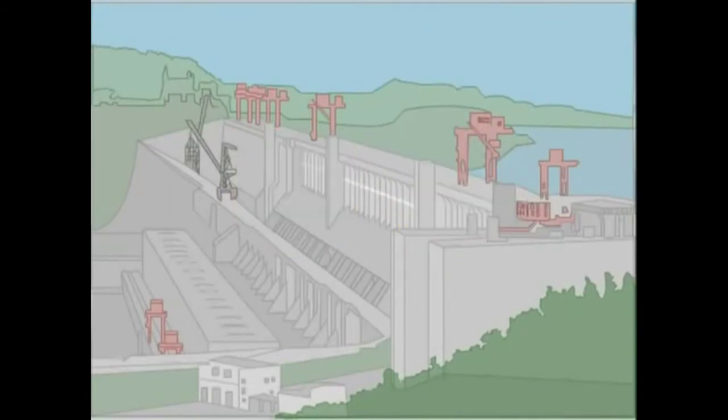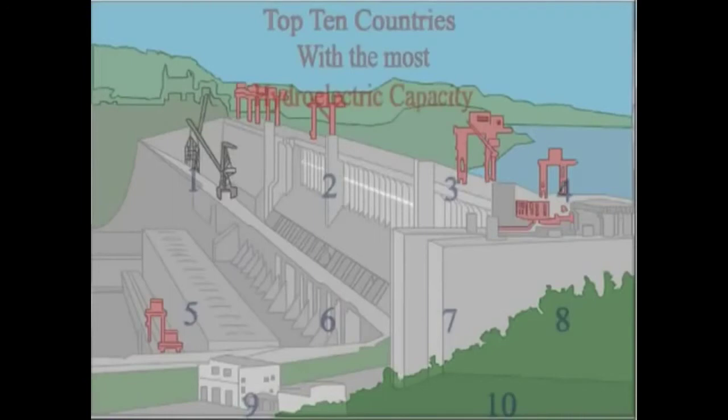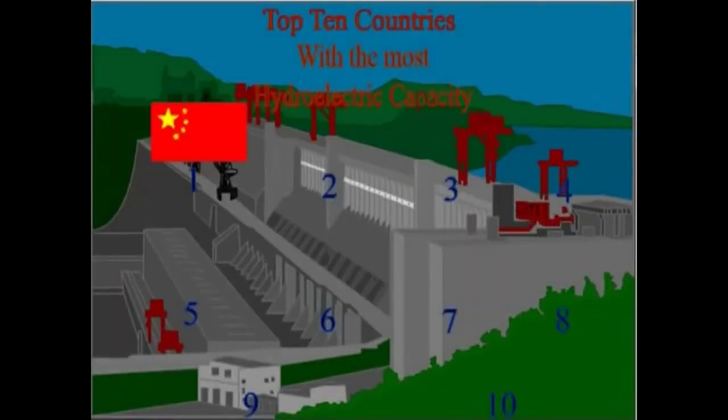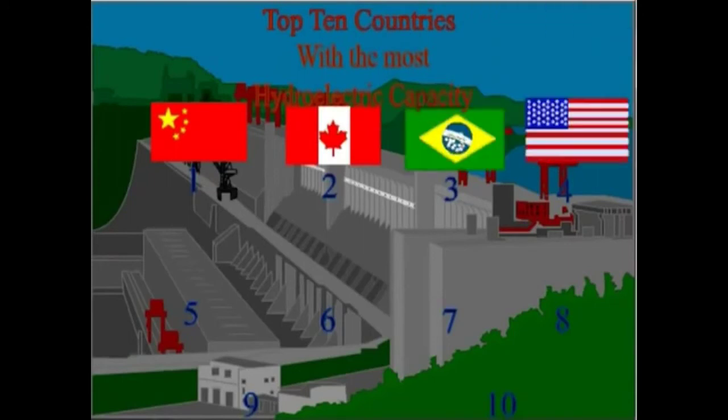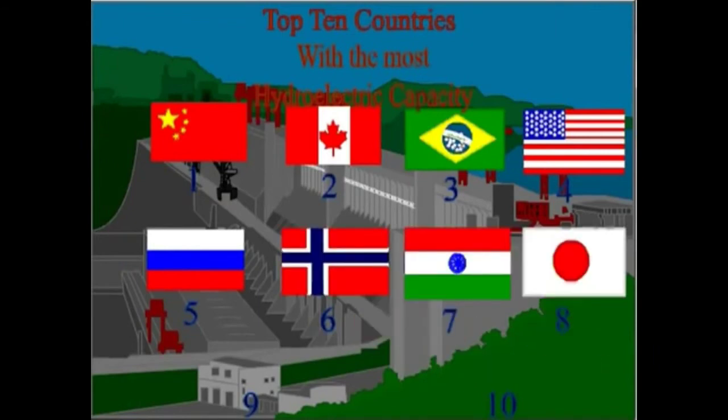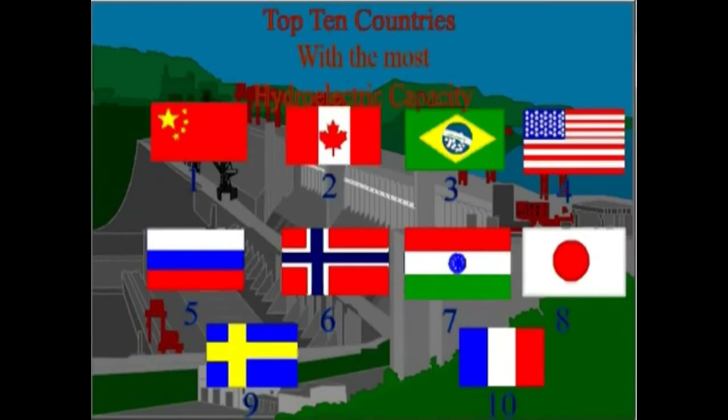And hydroelectric plants last for generations. A few dams are over 50 years old and are still in service. Here are the top 10 countries with the most hydroelectric capacity. China, Canada, Brazil, US, Russia, Norway, India, Japan, Sweden, and France.